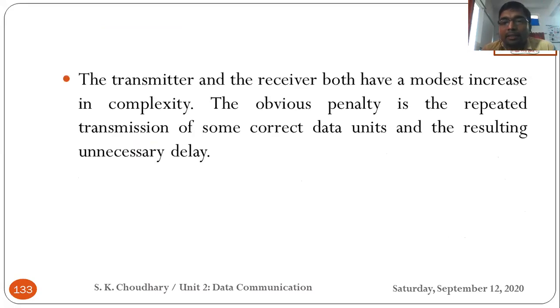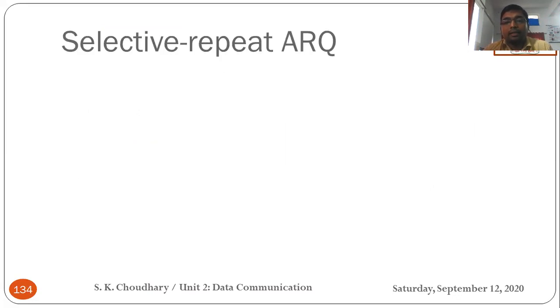So the transmitter and receiver both have a modest increase in complexity. Due to this particular operation, the complexity of the transmitter and receiver has increased, and the penalty is mainly what? Repeated transmission of some correct data units, resulting in unnecessary delay. When you have to transmit all the data packets again, it provides unnecessary delay in the system. Okay, so this is one of the drawbacks of Go-Back-N ARQ.